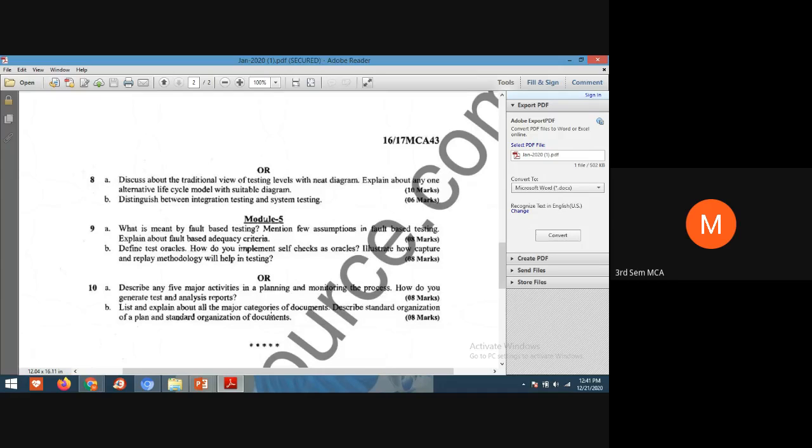And the last, 10th question is: describe any 5 major activities in planning and monitoring the process. How do you generate a test and analysis report? List and explain all the major categories of documents. Describe the standard organization of a plan and the standard organization of a document.